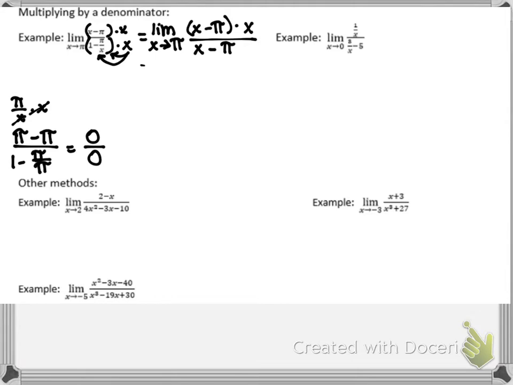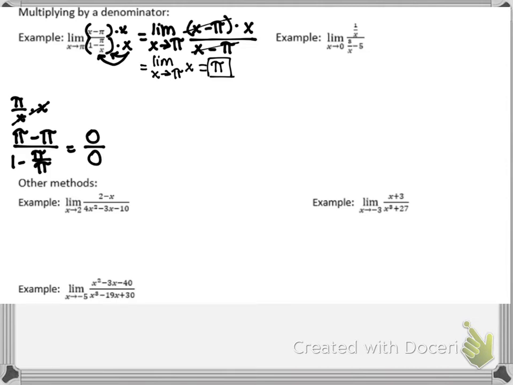So now, taking a look at our expression, we're able to cancel these out, and all we have left is the limit as x approaches pi of x. And we can plug in the pi now, and we have no funny business like 0 over 0 or even a 0 in the denominator. So when we have a complex fraction, we're going to multiply by the baby denominator.